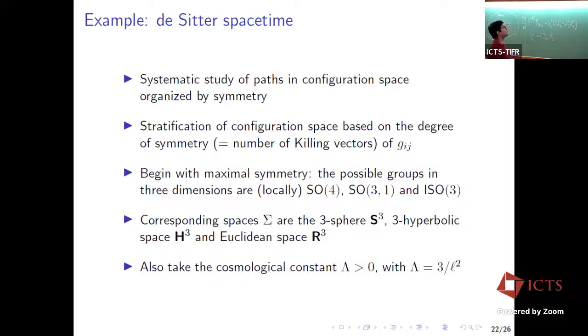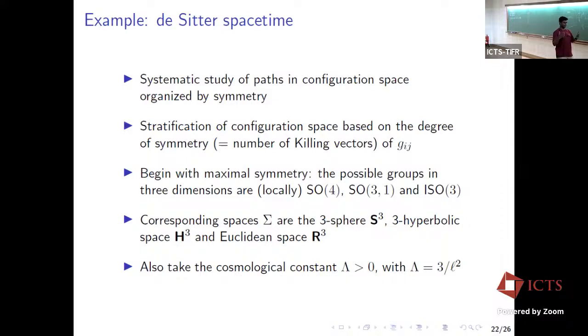Right. So let's look at an example of this computation. One can do a systematic study of paths in configuration space by organizing them with symmetries of the metrics that we take on the 3-dimensional manifold. By the way, all this formalism can be extended to any spatial dimension D, as long as D is greater than 2. This configuration space can be stratified into submanifolds which possess a particular degree of symmetry, which is the number of Killing vectors of the metrics present in that region of configuration space.